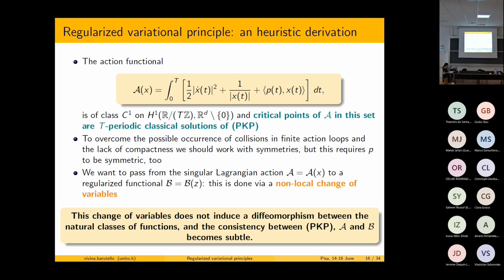You can think that you have a functional, you already know that the critical points of this functional are solutions, then you change the variables, you find a new functional, and the critical points of the new functional are these solutions. This is not what you might expect, it is not the truth. And so the link between the functional A, the functional B, and the original problem is quite tricky.